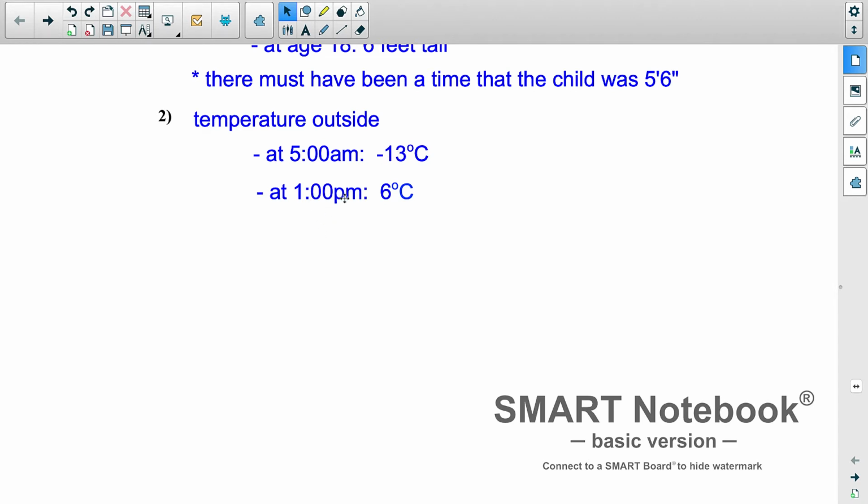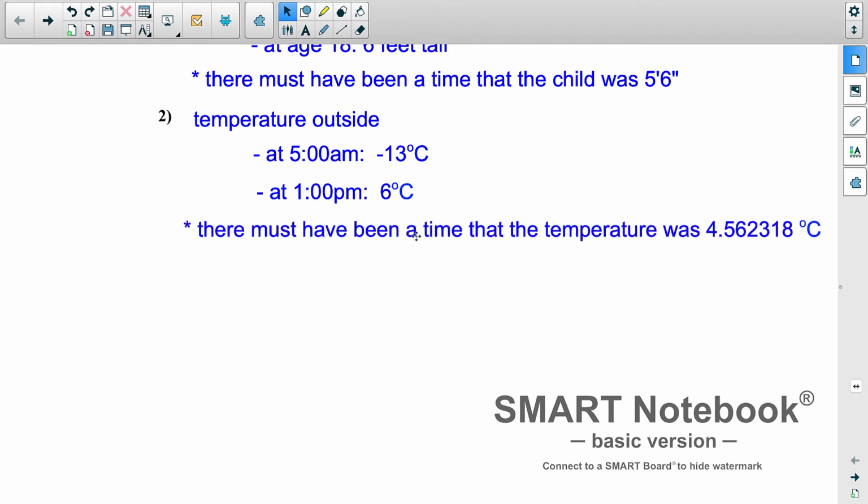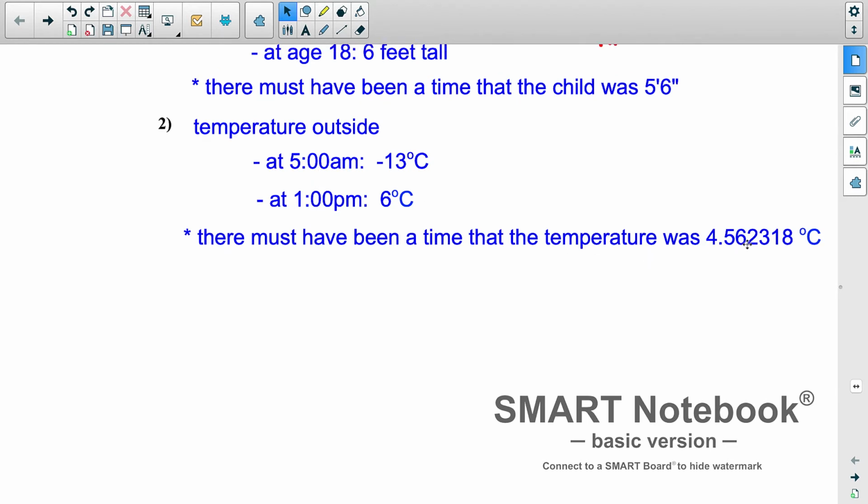And somehow by 1 o'clock, it goes all the way up to 6 degrees. That's quite a change in temperature there. I guess it's possible though, isn't it? So from -13 up to 6 degrees, there must have been some point between 5 o'clock and 1 o'clock where the temperature was 4.562318. And in fact, why don't I also make it more complicated? I'm going to say the 318 repeats: 4.562318, 318, 318.